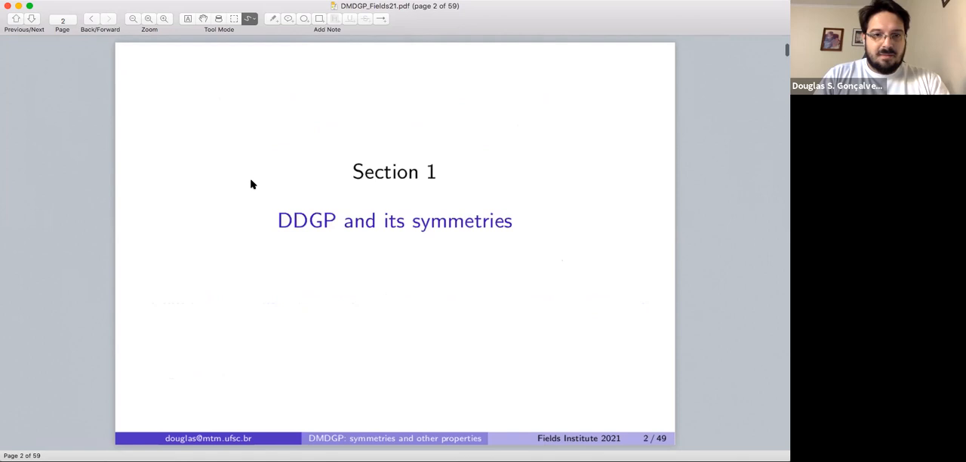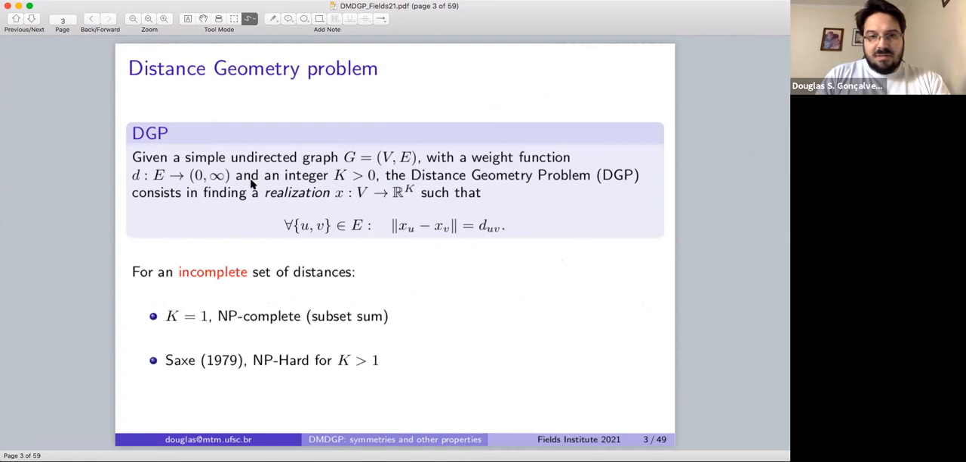So first of all, as you have already seen in this mini-symposium, we'll formalize the distance geometry problem using the notation of graphs. Given a simple undirected graph G, with a set of vertices and edges, weighted by a function D which associates positive weights to the edges of this graph. We have an edge if the distance between two vertices is known. And given a positive integer k, which represents the target dimension, we would like to find what we call a realization: a map from the set of vertices to Euclidean space of dimension k, such that the realized Euclidean distances match the given distances.